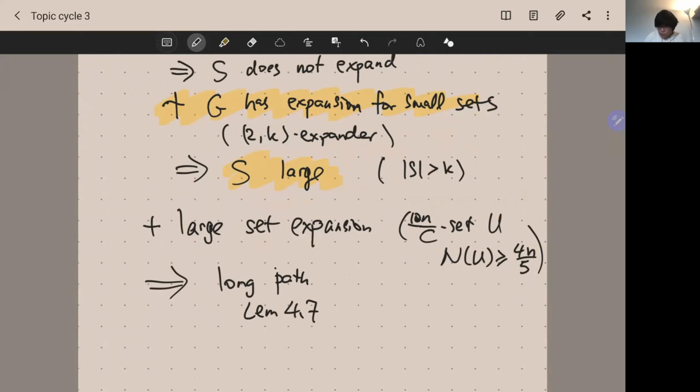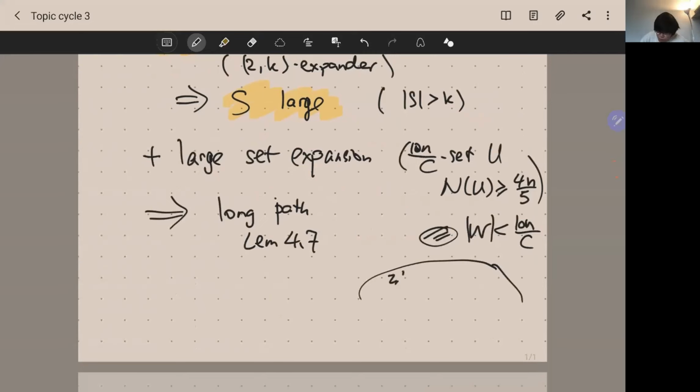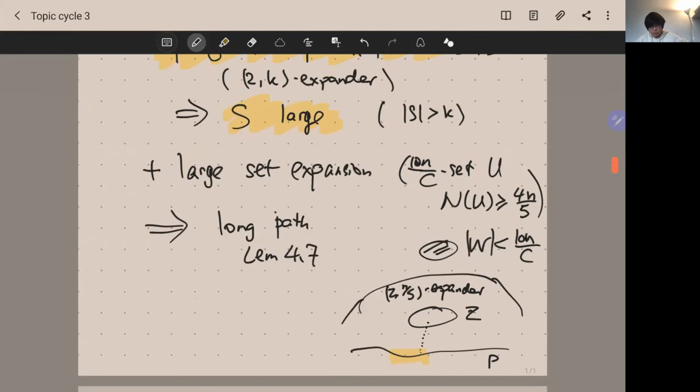The proof goes as follows. Since we have large set expansion, we can bootstrap it to all small set expansion by removing a very small set W of size 10n over c, such that the remaining graph is a 2n over 5 expander. Now we take the longest path P in the remaining graph, G minus W, and let the vertices not in P be Z. Then we know S cannot send edges to Z. But we also know that S is large, and we have large set expansion, so Z cannot be of size 10n over c or above. Otherwise, the neighborhood of Z would intersect S, meaning that we have an edge here. That's how we use it to find a long path in Lemma 4.7.